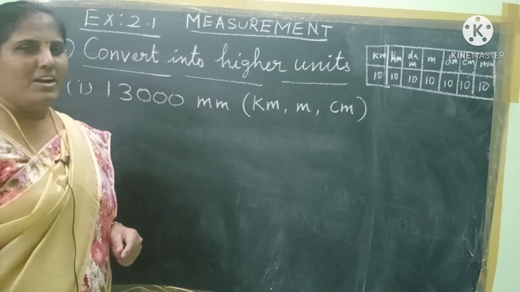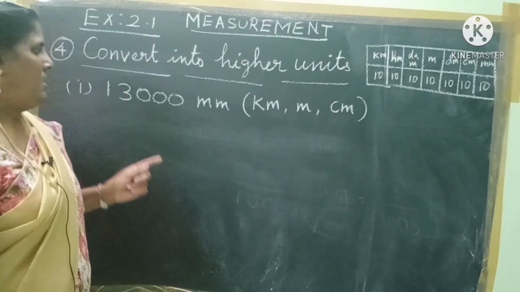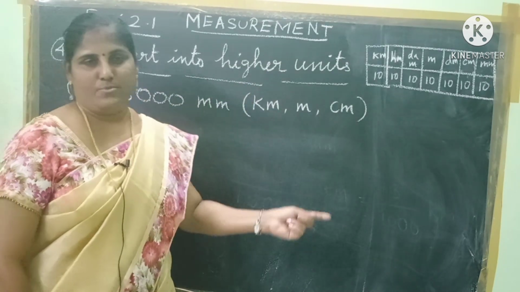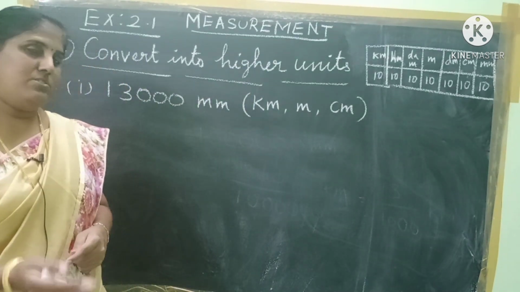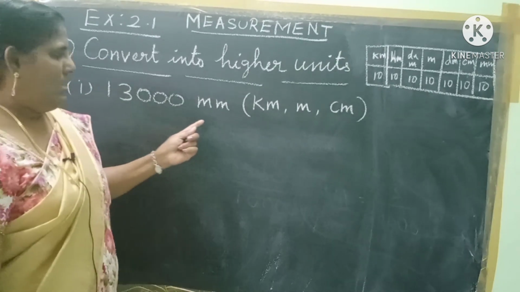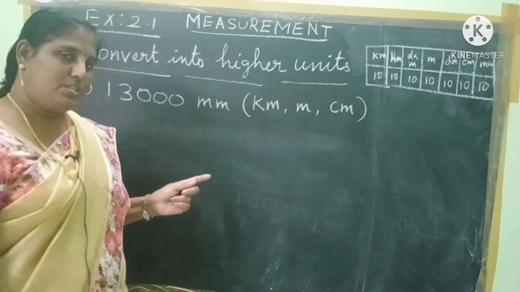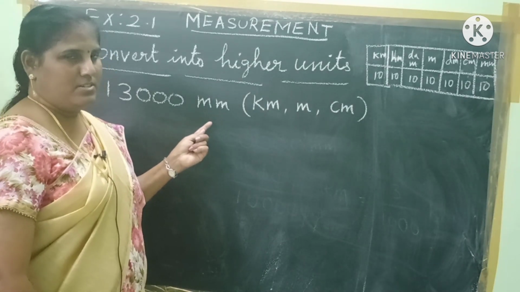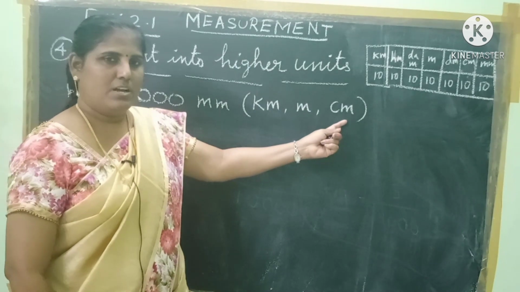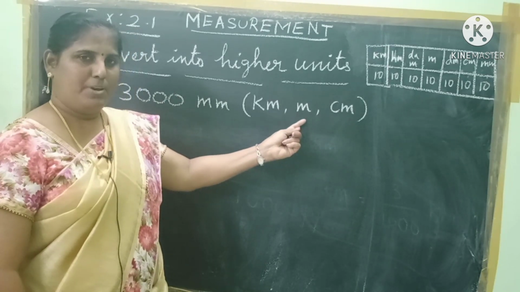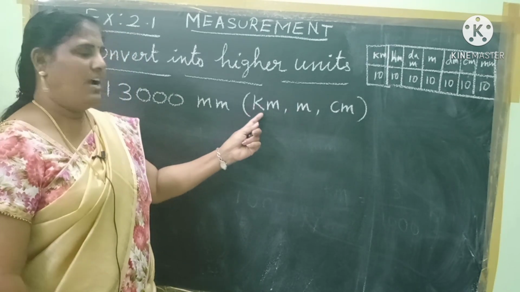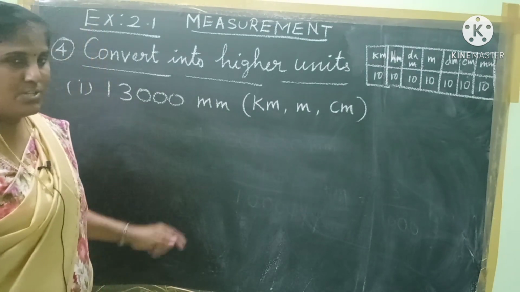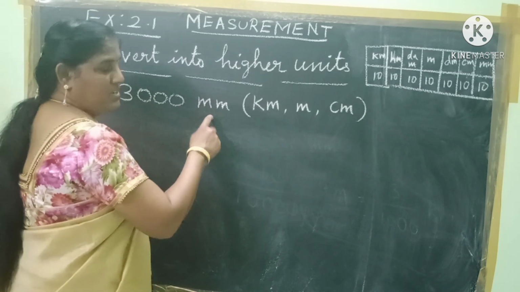Okay. Then one more thing. I told you how to convert higher units to lower units. See, among these 4 units, which one is very small? Yes, millimeter is very small, isn't it? The small unit is centimeter. The medium unit is meter. The higher unit is kilometer. So this is a very small one.